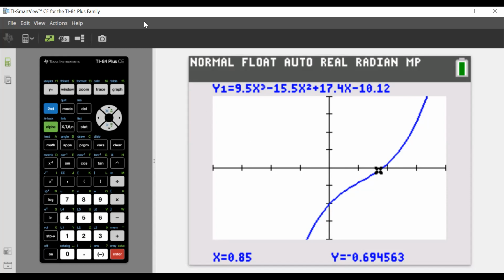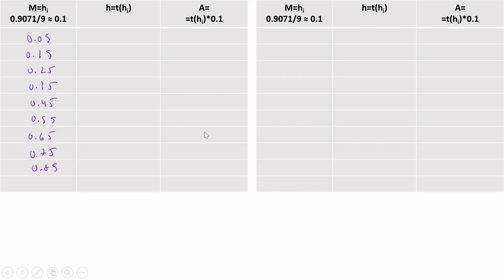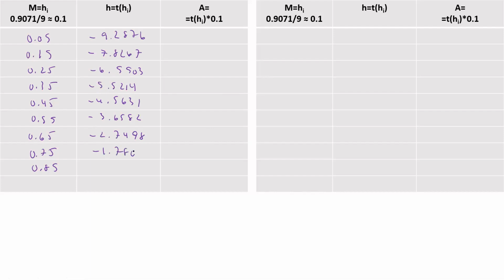So let's go back and write all these in. So negative 9.2876, negative 7.8267, negative 6.5903, negative 5.5214, negative 4.5631, negative 3.6582, negative 2.7498, negative 1.7809.